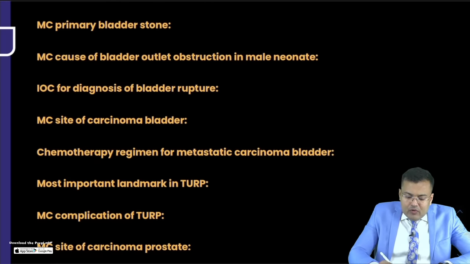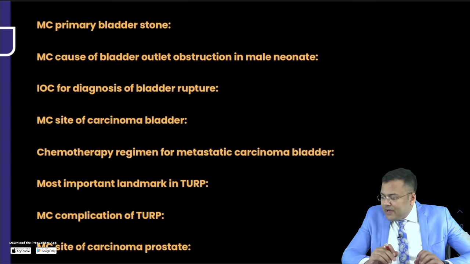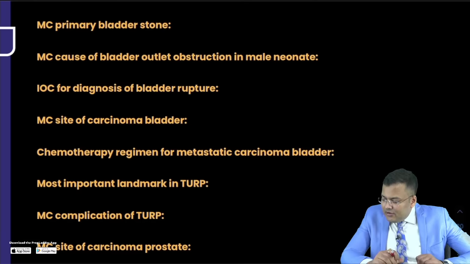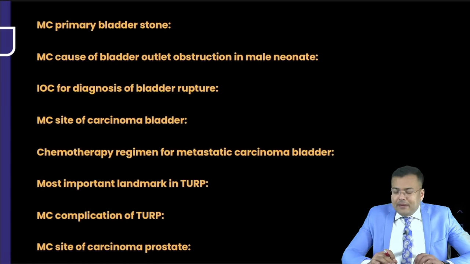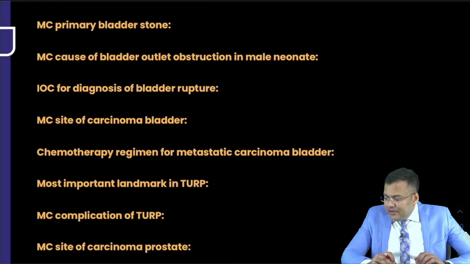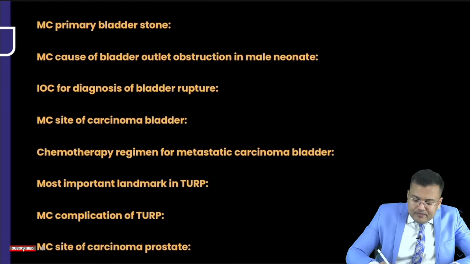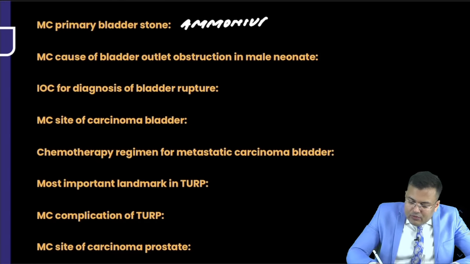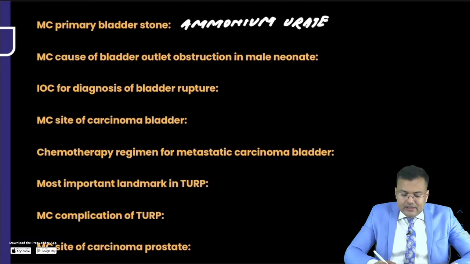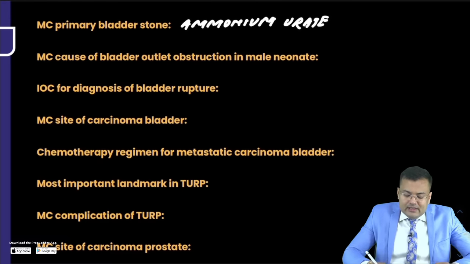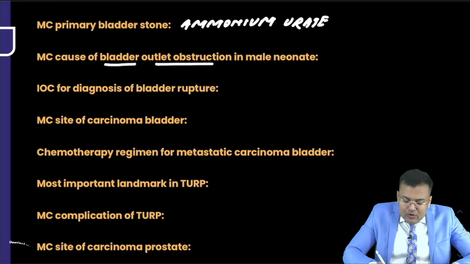Next, tell me, what is the most common primary bladder stone? Friday 7, very good. Ritik Agarwal, Jitu Meena, most common primary bladder stone, tell me guys. Yes, Ankit Gujjar, Vishal Roy, it is ammonium urate. And what is the most common secondary bladder stone? That is uric acid. Next, this was asked in the latest exam: most common cause of bladder outlet obstruction in male neonate.